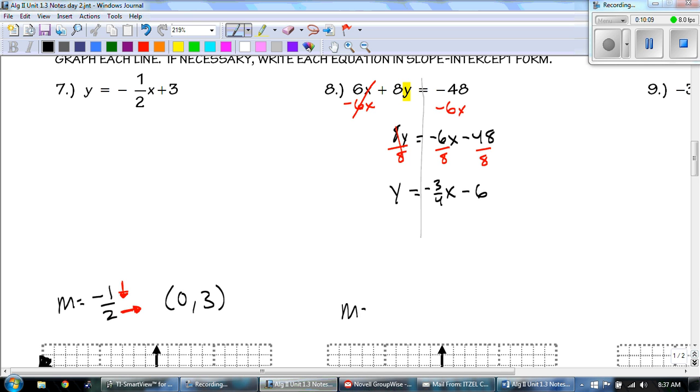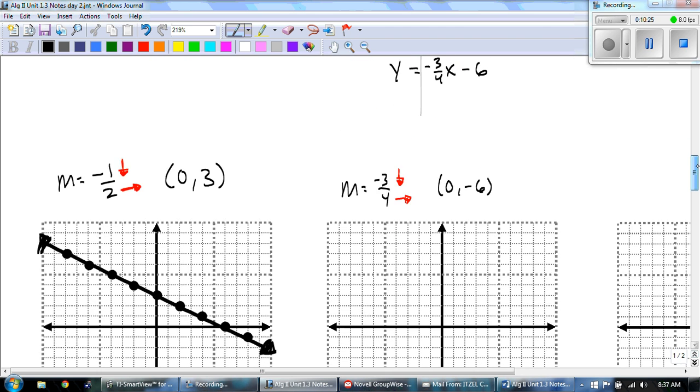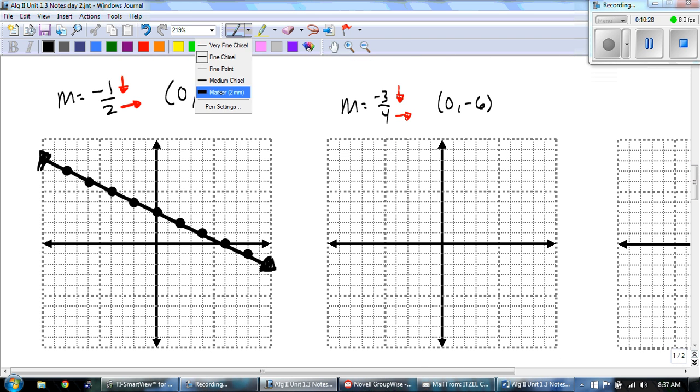So down here, my slope is negative 3 over 4. Negative means we're falling, so I'm going to go down 3, to the right 4. And then my y-intercept is (0, negative 6). That's very important because when I come down here, I know right away that I begin at (0, negative 6), and I go down 3, right 4. I'm going to continue my pattern the other way: 1, 2, 3, 1, 2, 3, 4.